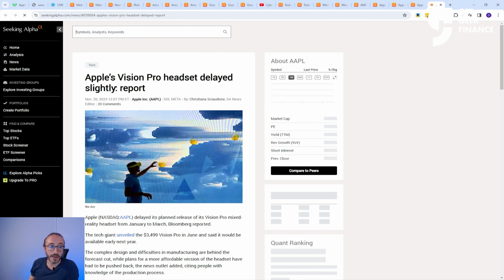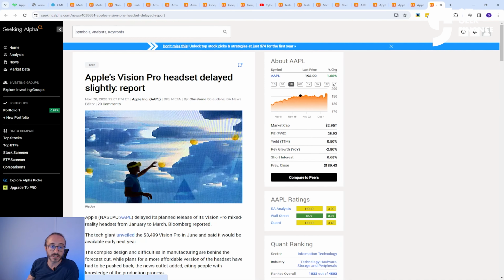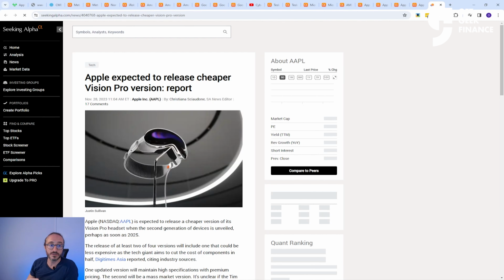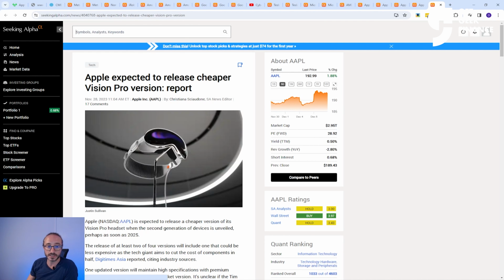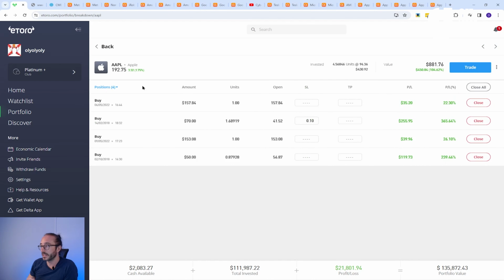And in other news, Apple has delayed its planned release of its Vision Pro headset from January to March due to complications with the design and difficulties in manufacturing. And also, they do plan to release a cheaper version of their Vision Pro headset when the second generation is unveiled, which may be as soon as 2025. I do want to build out my position in Apple, but I'm just putting my money elsewhere at the moment.